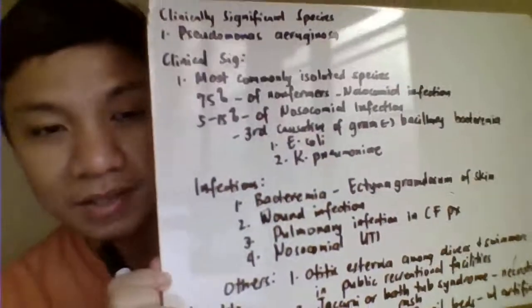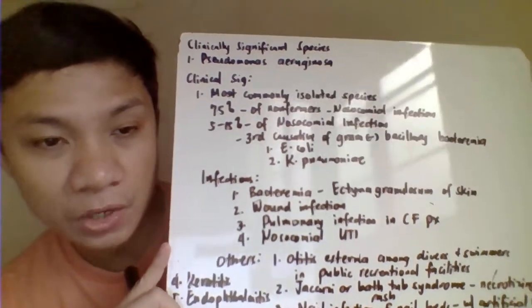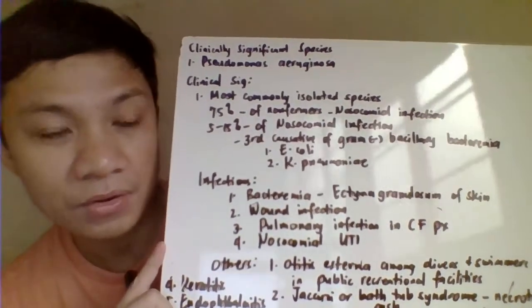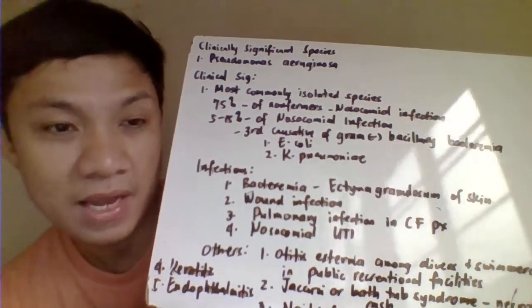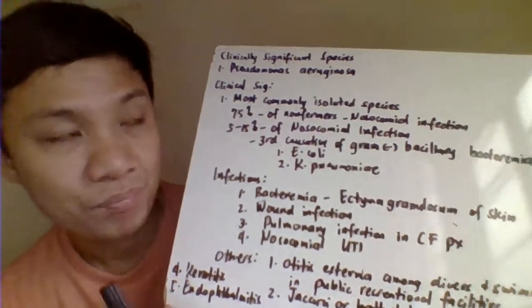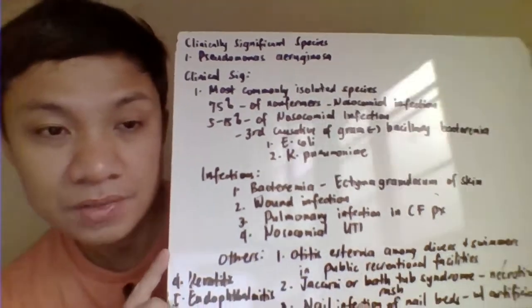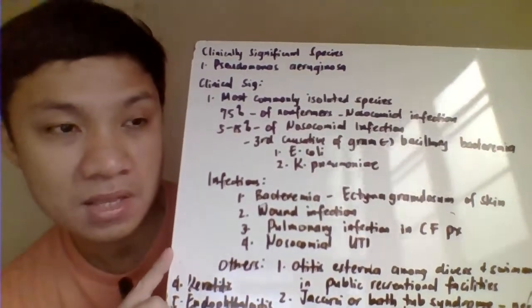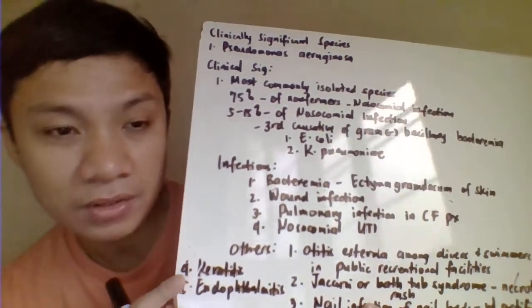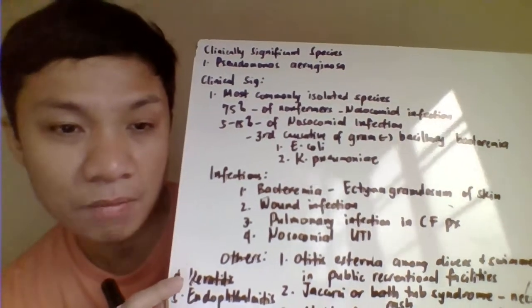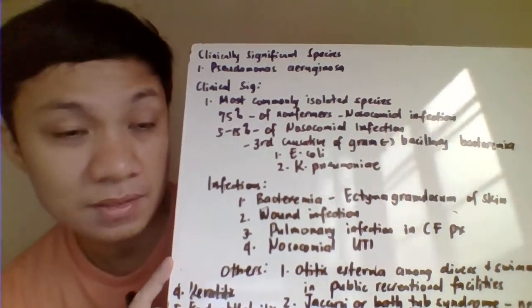So we start our discussion with Pseudomonas, specifically Pseudomonas aeruginosa. I consider Pseudomonas aeruginosa to be the most clinically significant and prevalent clinical isolate in this group. Now, the clinical significance of Pseudomonas aeruginosa: it accounts for 75% of non-fermenting nosocomial infections. If we talk about the non-fermenting bacteria causing nosocomial or hospital-acquired infection, the majority is caused by Pseudomonas, the 75%.